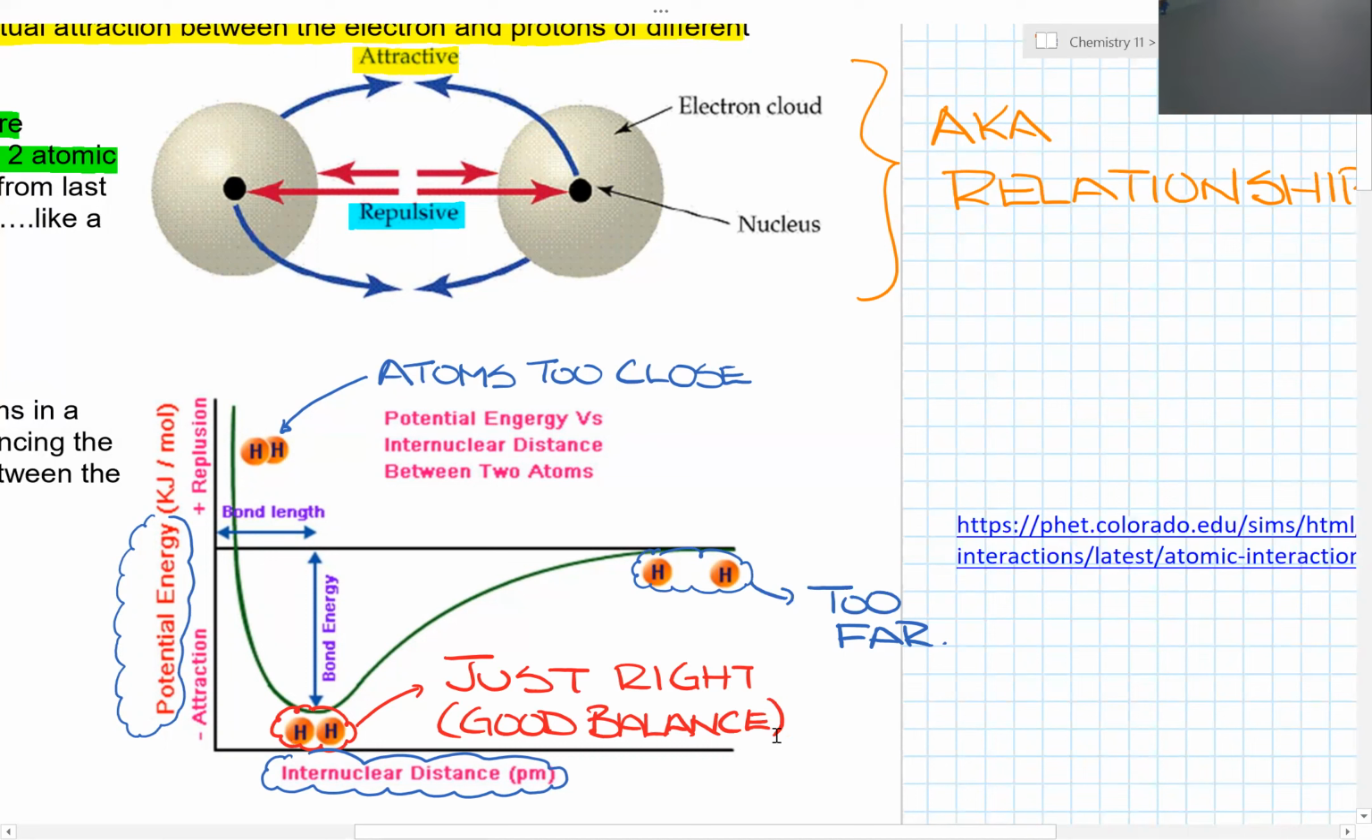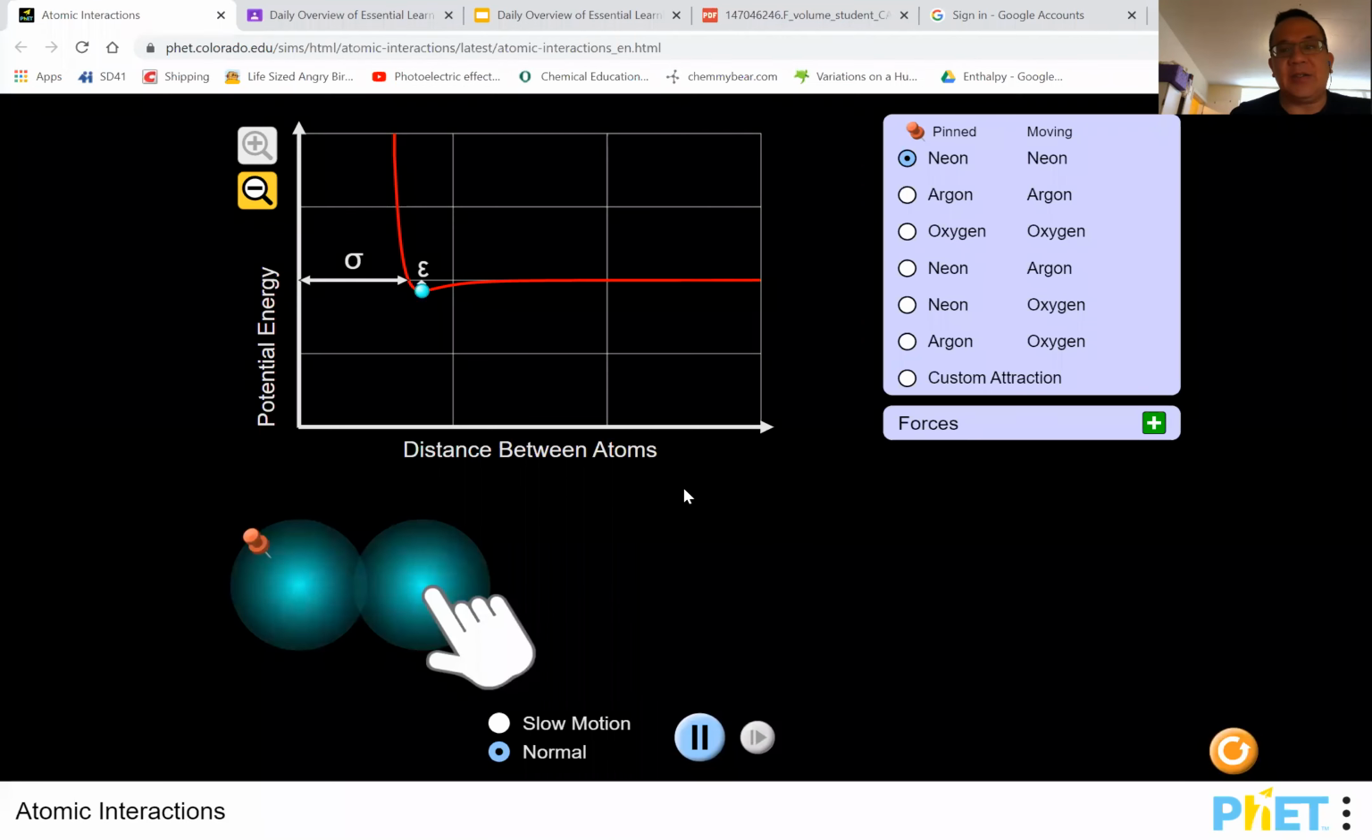Now, I'm going to stop sharing here. Oops, you just see my roof. I'm going to share a different screen to show you what I mean, so let's share this Google screen.